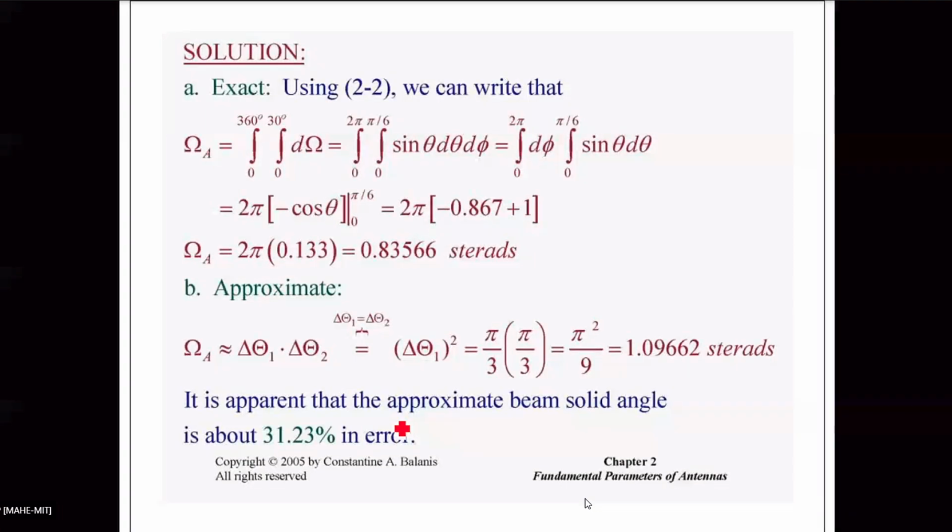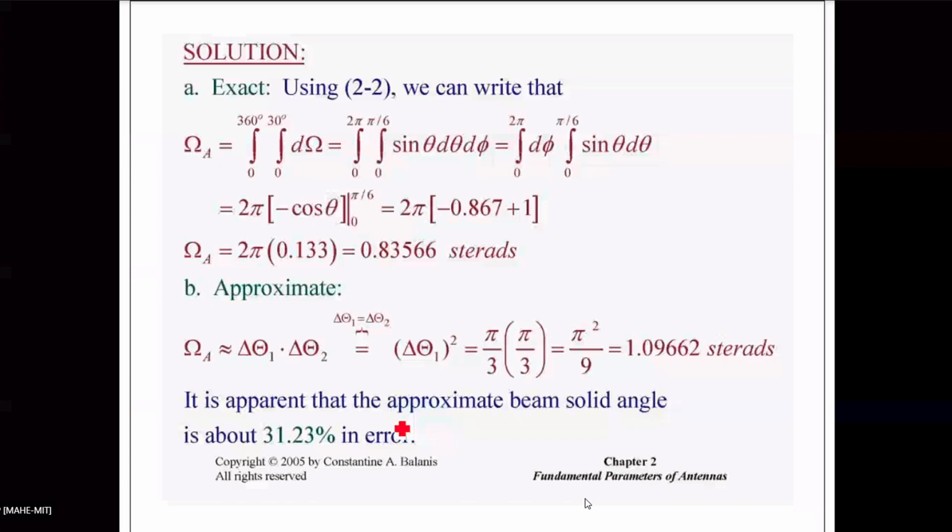So you said your answer was wrong. You said some 3 point something, no? So actually omega A exact is 0.8355566.